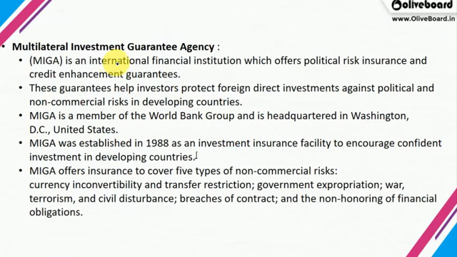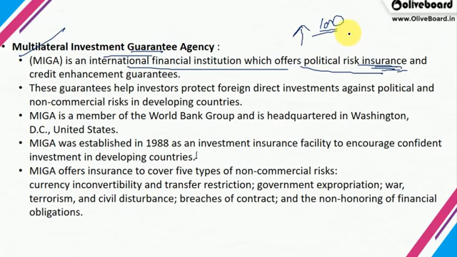Now MIGA, what is the function of MIGA? Multilateral Investment Guarantee Agency. Your investment is guaranteed or is safe. An international financial institution which provides political risk insurance. It provides risk insurance, like if I am giving 100 rupees to you, but I don't know if you will be able to pay me or not, then I can insure this 100 rupee loan. If by chance you default, or you are not in a position to pay me after some time, then I will at least get my money back from the insurance company. That's what MIGA does.